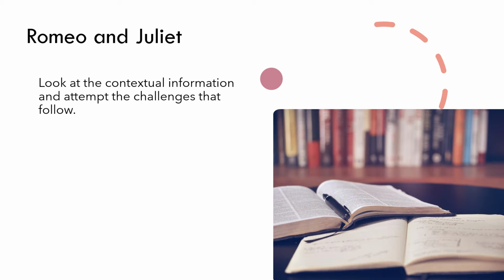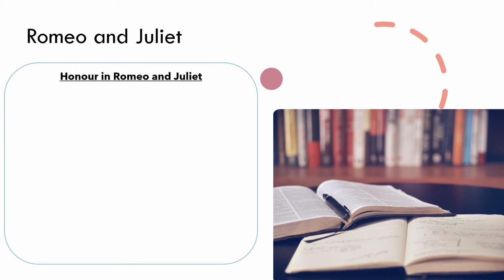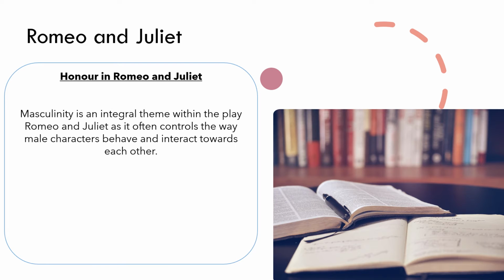So if you're not too sure what we mean when we refer to contextual information, whenever we say context, it is about the historical, social, political, even the religious factors that will play a role in the actual story or the play that you're studying in English. So in terms of Romeo and Juliet, we're going to focus on the theme of honour. Now this is a really important, very integral theme within the play, and it's important to know why this was such a big and important thing during the time that the play was written.